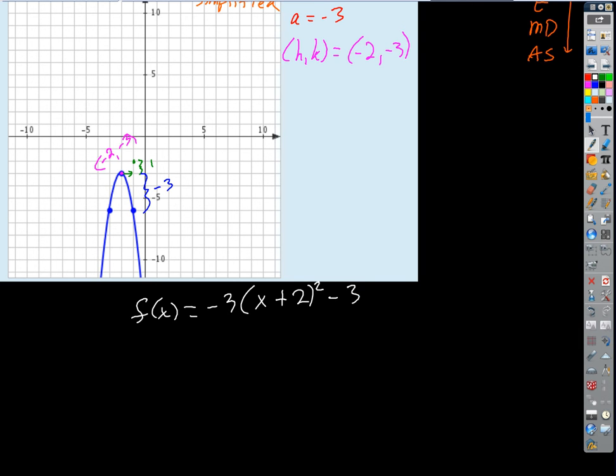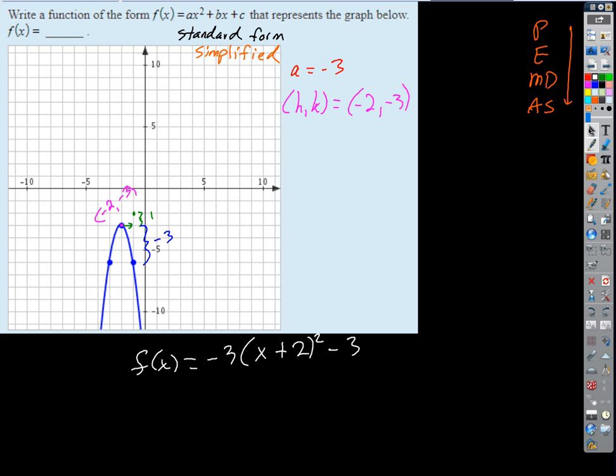Now we just have to follow our order of operations, right, to get that. Anyway, so we're gonna follow our order of operations. Can we do anything inside the parentheses? No, x plus 2, those aren't like terms, so we don't do anything there. Exponents. Yeah, there is an exponent.